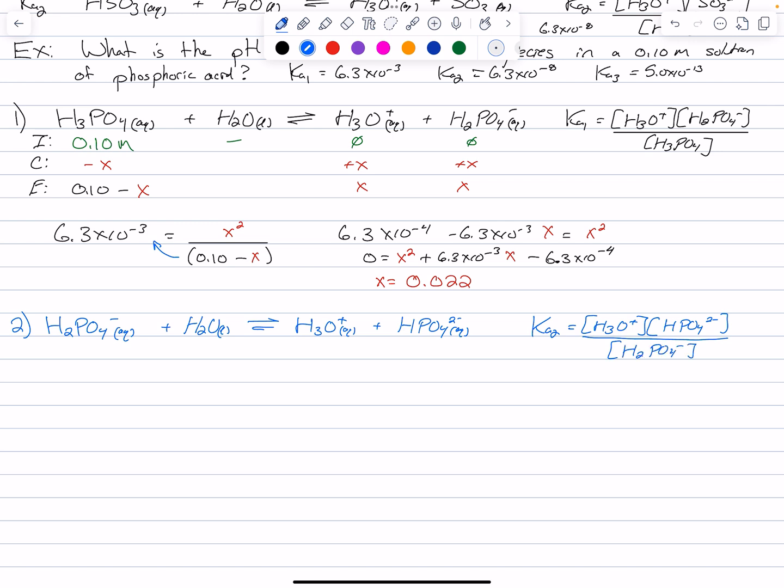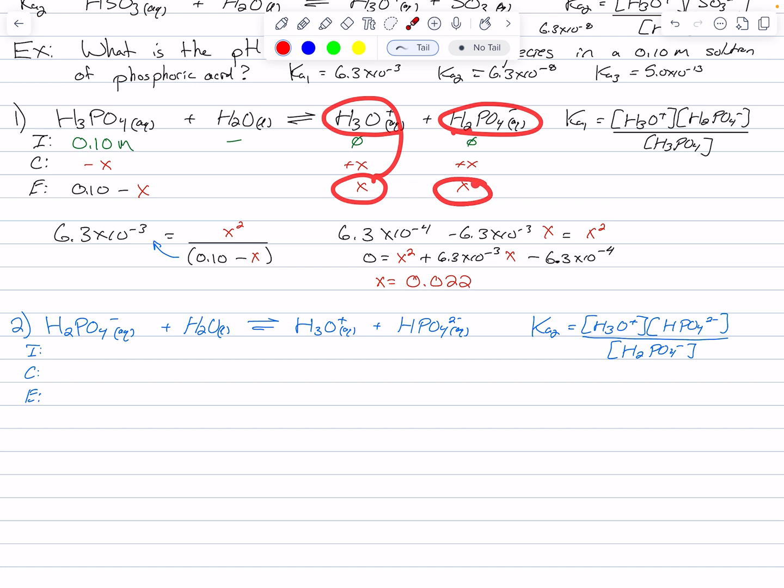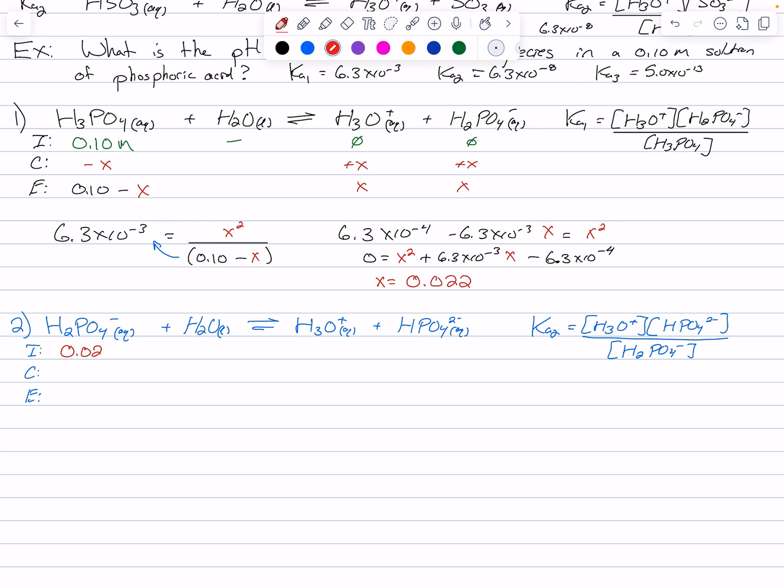All right, so now ice table. Originally now we have concentrations. The concentration after the first equilibrium of hydronium and dihydrogen phosphate is X. So X goes here and X goes there. I'm going to keep the same color for X. So I have 0.022 molar and 0.022 molar, and nothing. We're not worried about water.